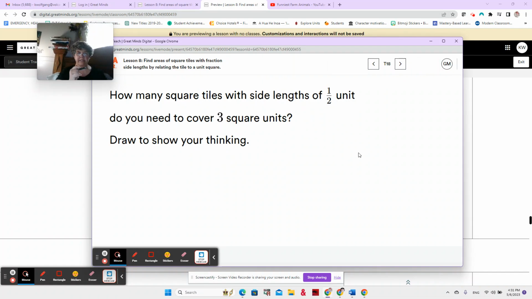And our next question is, how many square tiles of side lengths of 1/2 would you need for 3 square units? So if you need 4 for 1 square unit, 8 for 2 square units, 12 for 3 square units. Does that make sense? All right, nice job.